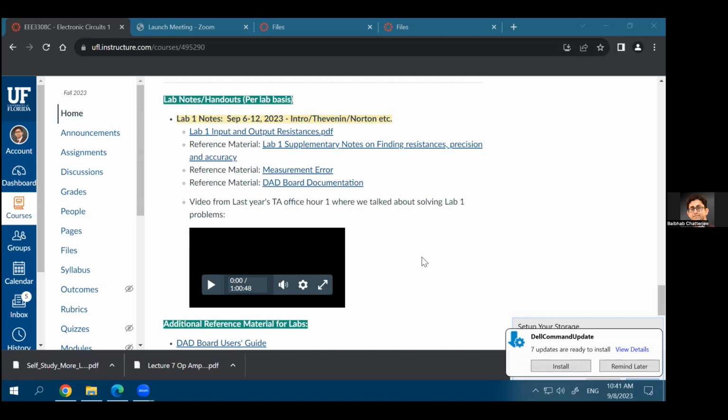And I know someone also mentioned that their DAD board did not arrive in time, and they are only about to do the first part of lab one. But for most of you, I guess you already have a DAD board, which means that you should be able to carry out most of the experiments for lab number one.